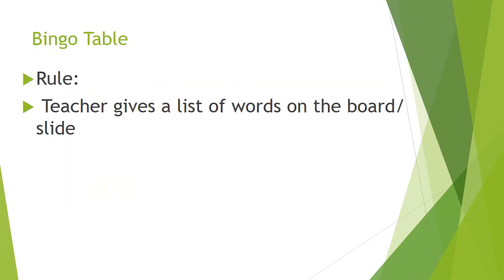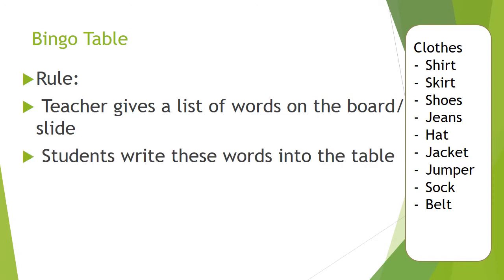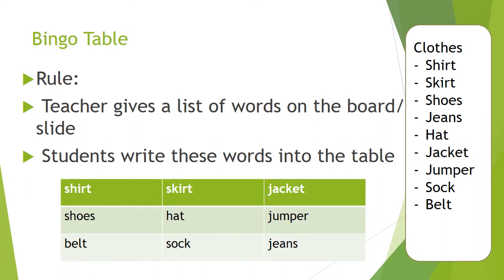The teacher gives a list of words on the board or on a slide. For example, if today the teacher teaches words related to the topic clothes, the teacher will have a list of the clothes on the board on the slide like this. Okay, and the students have to write the words into the table. They draw the table in their notebook and they write down the words from the list into the table. It's in any order that they like.